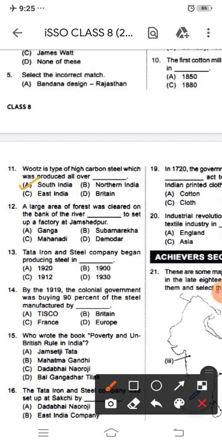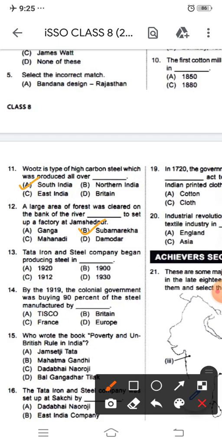Next, a large area of forest was cleared on the bank of river dash to set up a factory at Jamshedpur. Option A Ganga, option B Subarnarekha, option C Mahanadi, option D Damodar. The correct answer from this is option B, Subarnarekha.